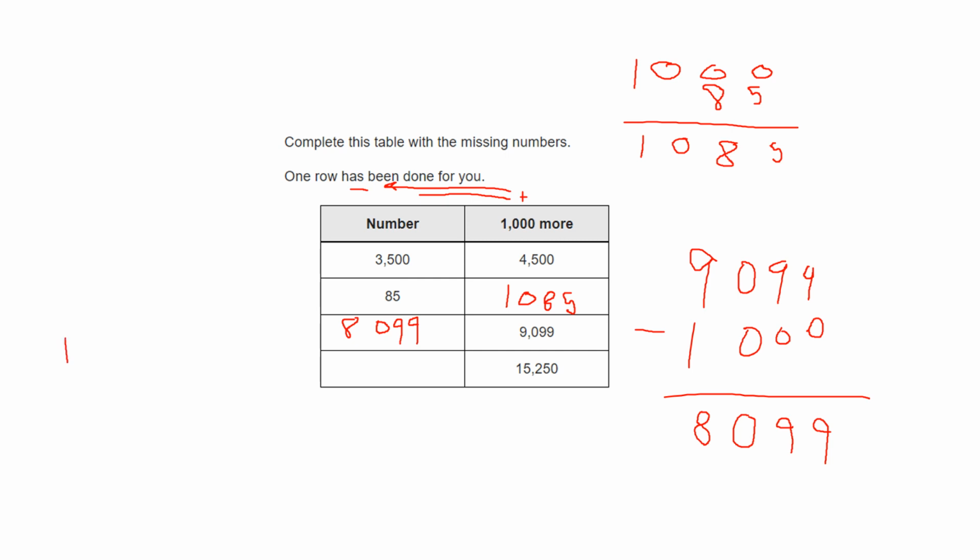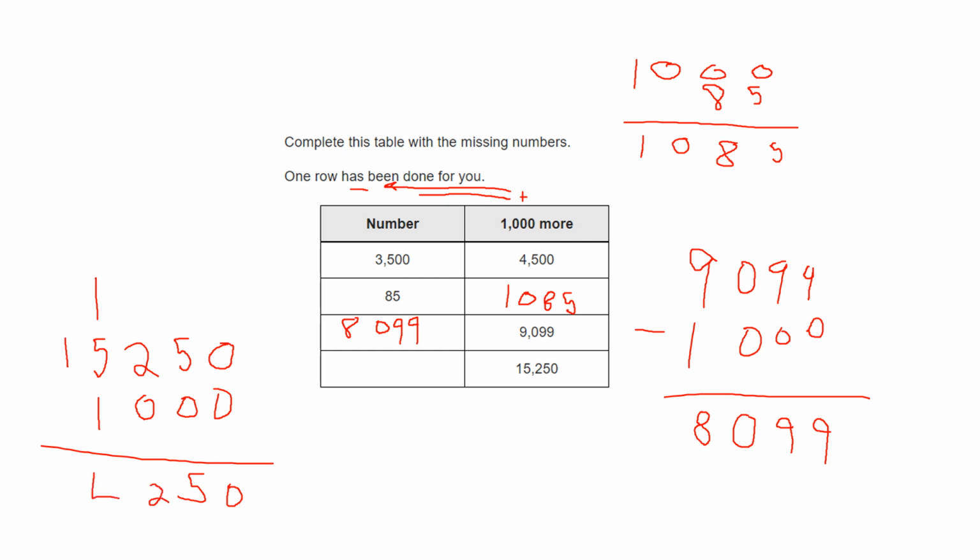And this time I've got 15,250. Now a little bit tricky, and you've got to make sure you're aware of your place value. I know that the 5 is in my thousandths place, so I'm going to take away 1,000. So I'm left with 0, 5, 2, 5 take away 1 is 4, and then I've got 1 take away nothing is 1. So I'm left with 14,250. And all you've done is the inverse.